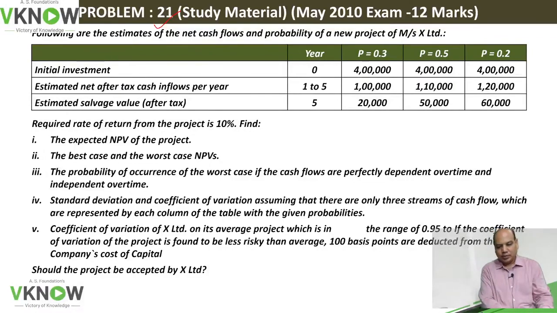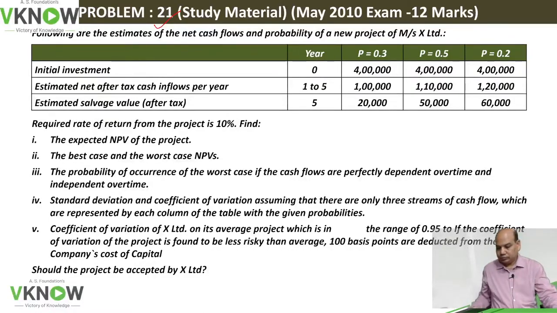Question number 21. Following are the estimates of the net cash flow and probability of a new project of Messrs. X Limited. Year is given, probability is given, year 0, 1 to 5, year 5. Initial investment is given. Estimated net cash flow after tax inflows are given. Estimated salvage value after tax is given. The required rate of return of the project is 10%.